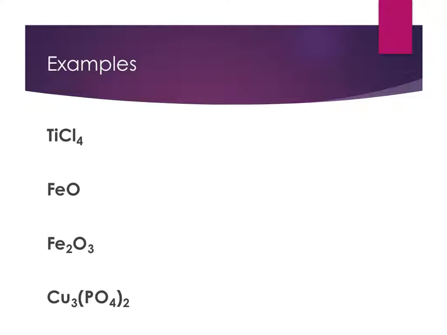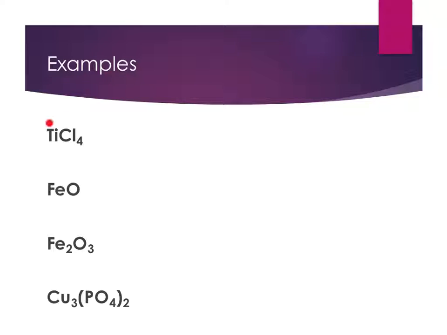So the first step is let's assign the oxidation number for all the transition metals listed in these four compounds. And then we will worry about naming them in a later step. So let's just first understand what the transition metal's oxidation number is.